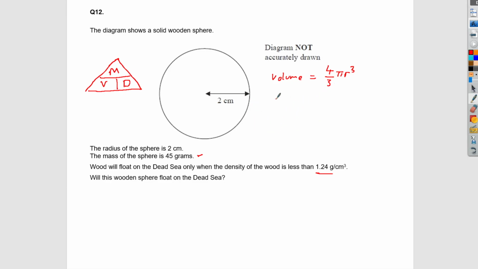So we know the volume of this sphere is going to be 4 over 3 multiplied by pi multiplied by 2 cubed, which is 8. If you put that in your calculator, 4 over 3 times pi times 8, it's going to give me 32 over 3 pi. If we convert that to an approximate volume, you'll get 33.51 centimeters cubed. So that is the volume.